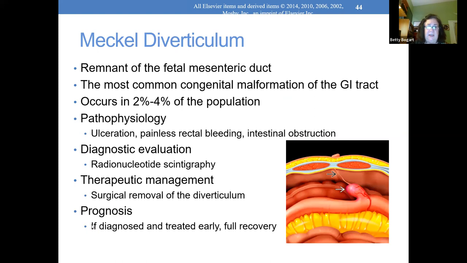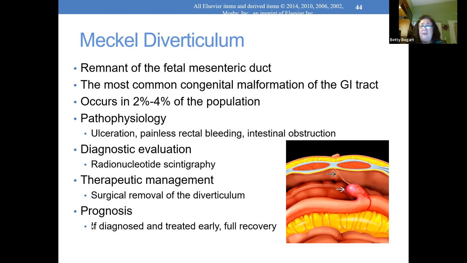Meckel diverticulum is a fetal mesenteric duct. What does that mean? Well, these are like little skin tabs that have a vessel in them, some sort of blood supply. It's like a little skin tab that goes inside the intestines. Sometimes, for whatever reason, they rip off and there are no nerves in them. They don't hurt, but that vessel is just bleeding, bleeding, bleeding.